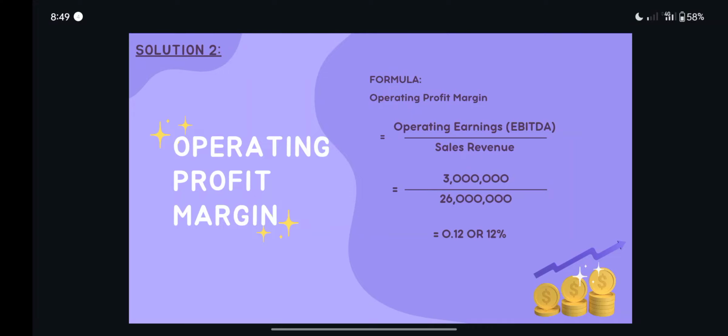The operating earnings for this problem is 3 million and the sales revenue for this problem is 26 million. So that 3 million over 26 million is equal to 0.12 or 12%.